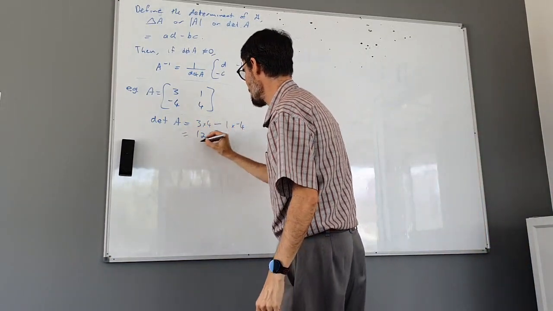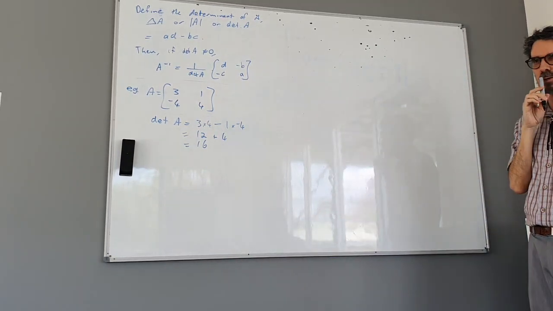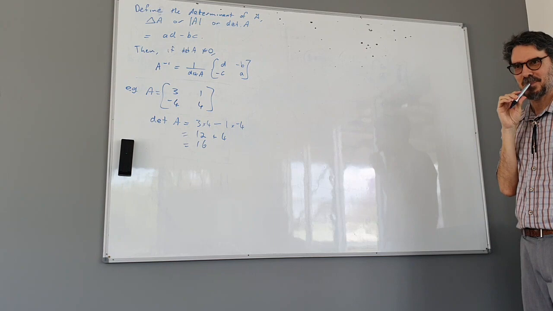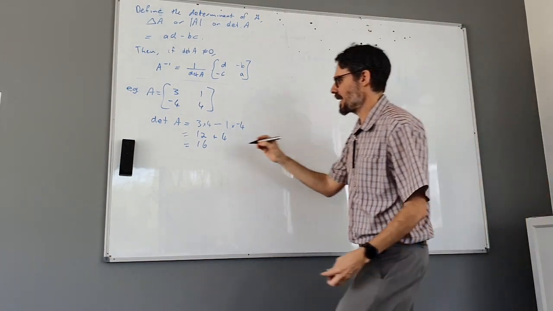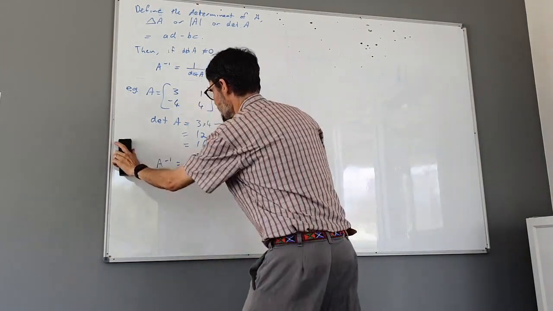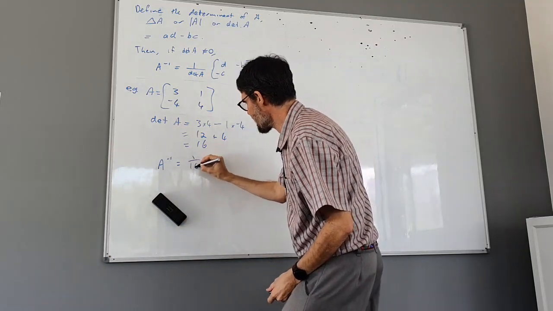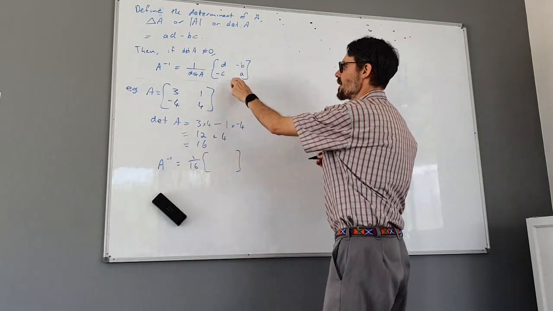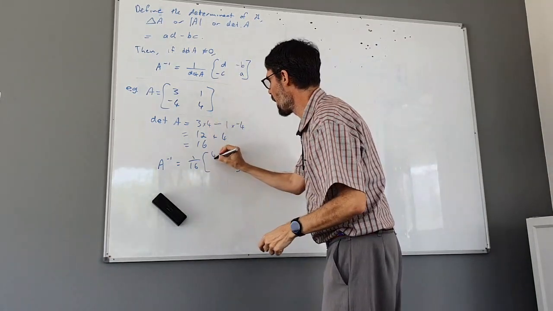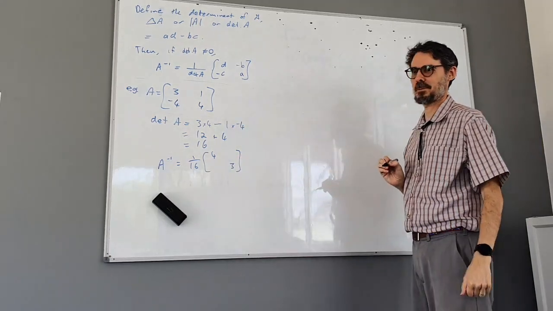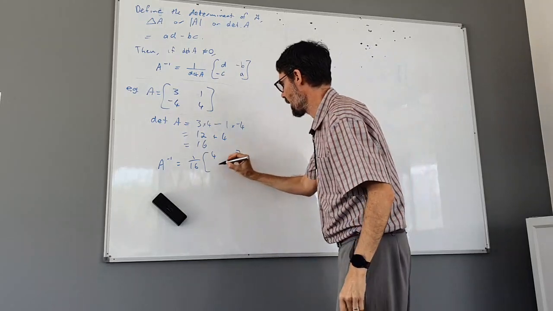12 plus 4 is 16. Am I going too fast? You keeping up? Then the inverse, that was a bit messy. The inverse is 1 over 16. Now what do I do? I swap A and D for 3. And I change the signs of B and C. -1, 4.